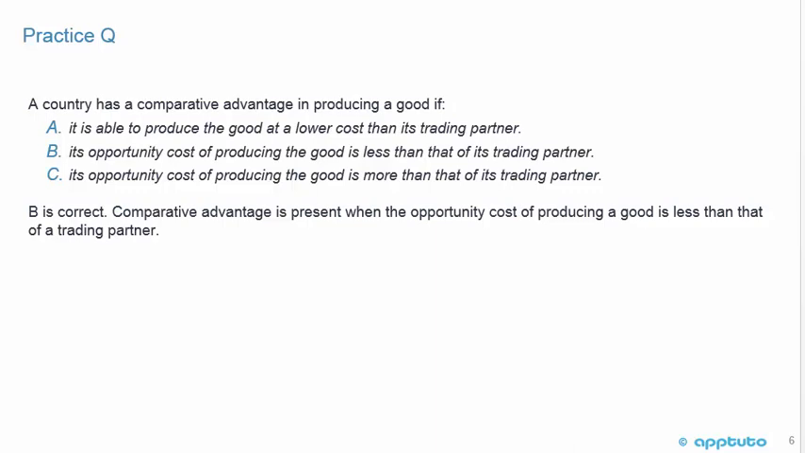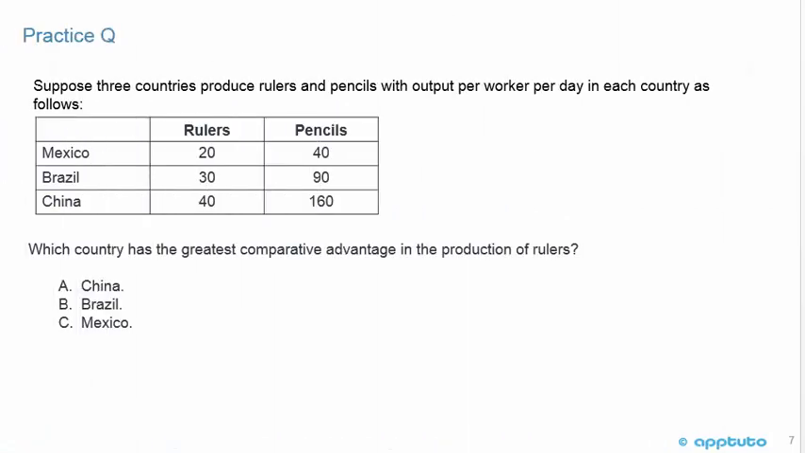So a country has a comparative advantage in producing a good if its opportunity cost of producing the good is less than that of its trading partner. So let's do a quick practice question again. Suppose 3 countries produce rulers and pencils with output per worker per day in each country as follows.